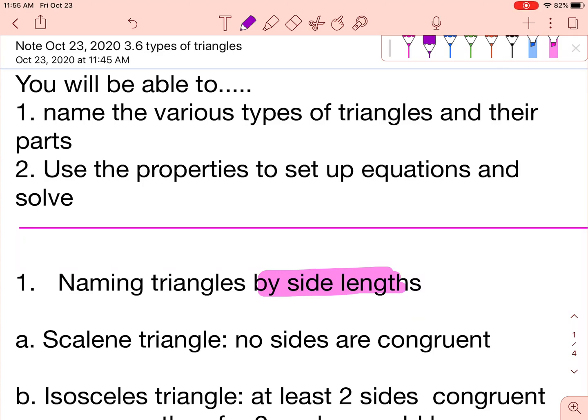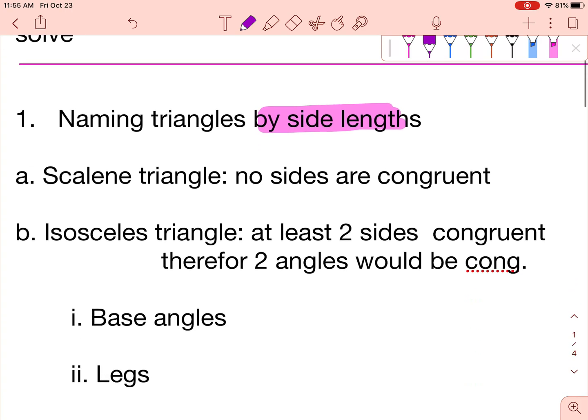All right, guys, so today we're going to do 3.6, which is types of triangles. Our goal is to name the types of triangles by their sides and their angles, and to make sure that we can set up proper equations and proofs using these vocabulary terms that we're learning about.